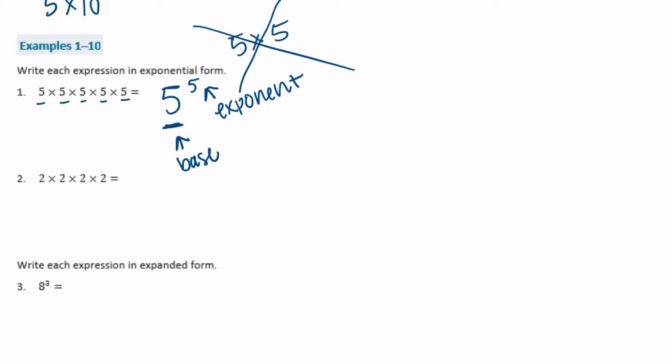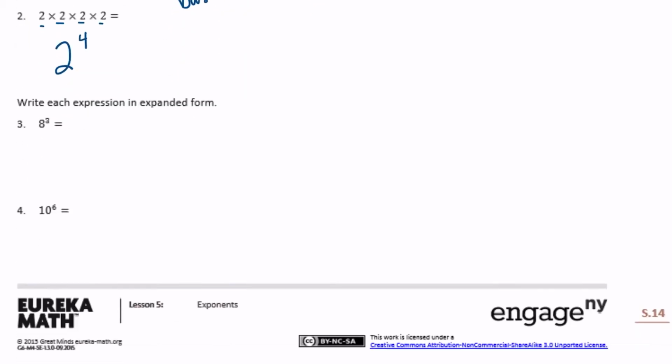So for 2 times 2 times 2 times 2, we have 4 2s, so that is 2 to the 4th power. 2 is the base, that's the number that we're going to be multiplying. 4 is how many times we're going to be multiplying that number by itself, the exponent.